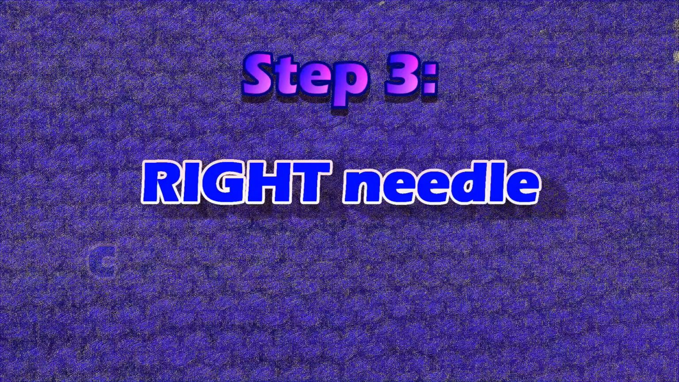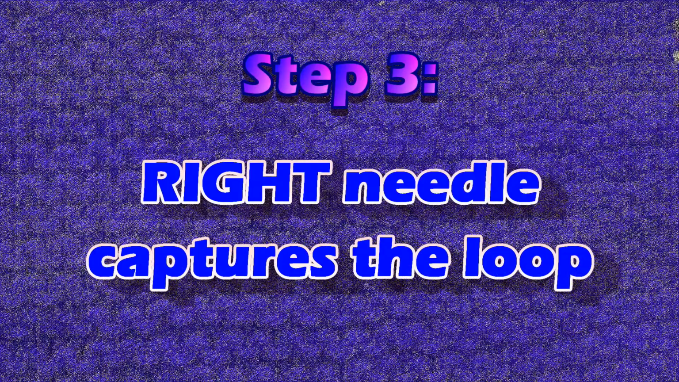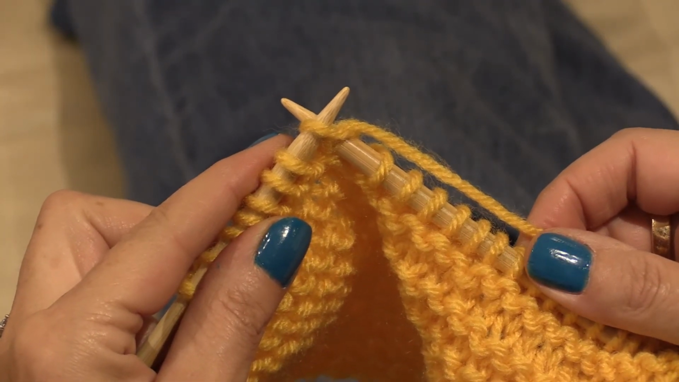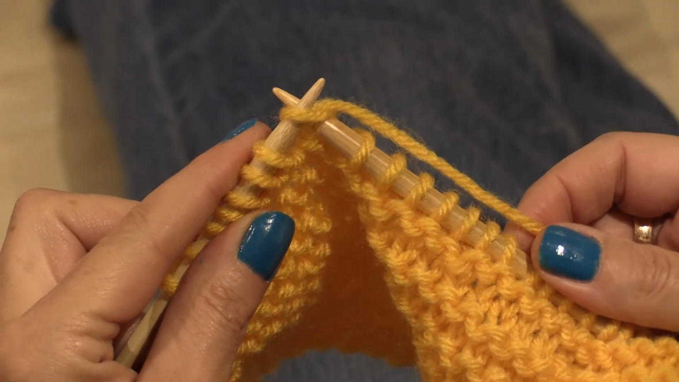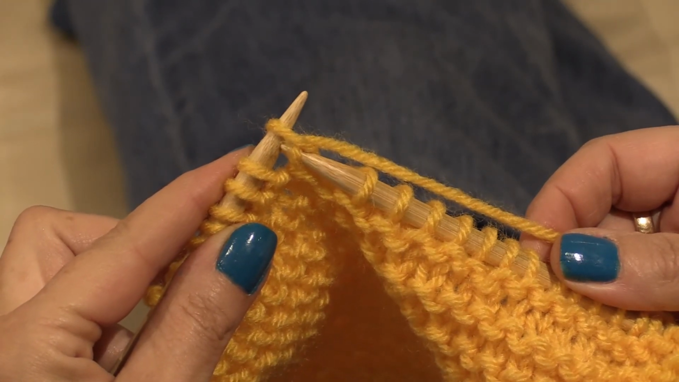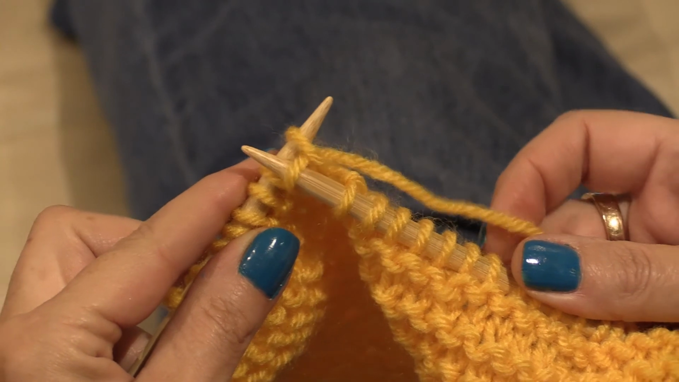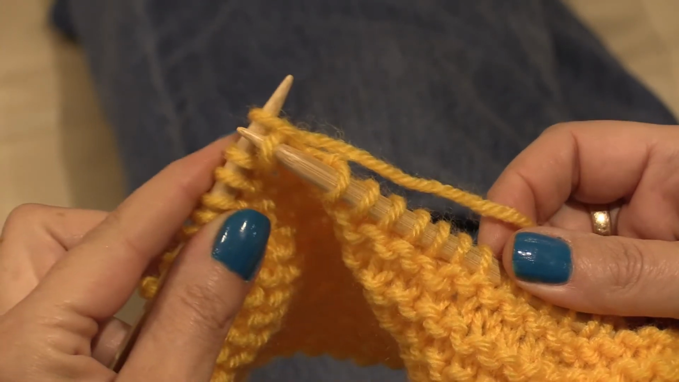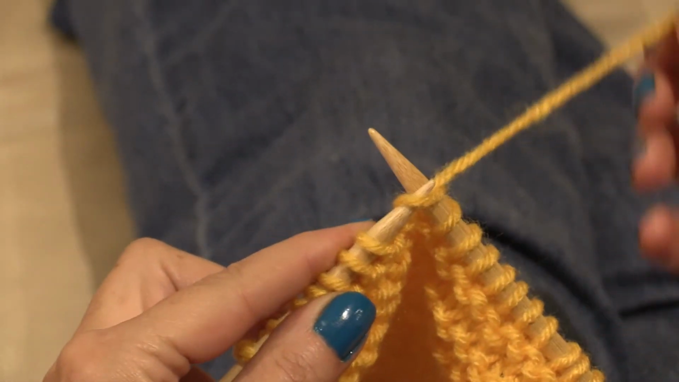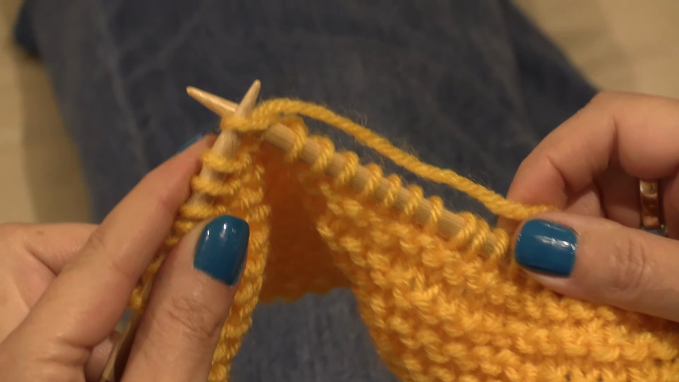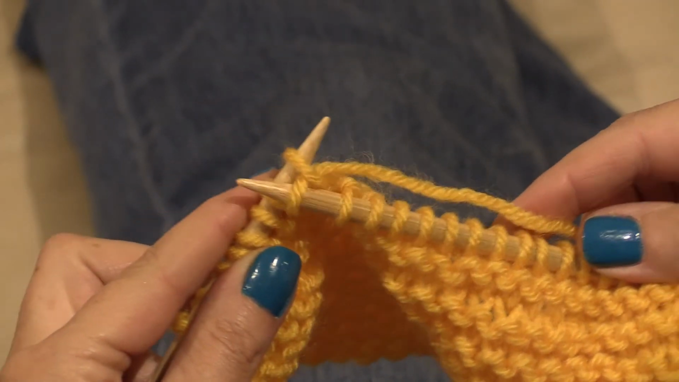Step 3. Right needle captures the loop. Next, with your right needle, capture the loop. So I'm bringing the right needle back, and see how it grabbed that yarn? Let me do that again. We had just brought this here. Right needle, capture the loop.